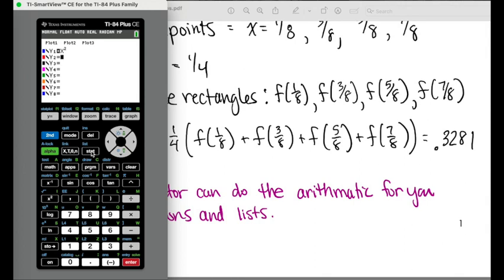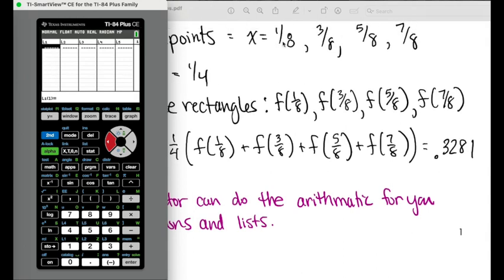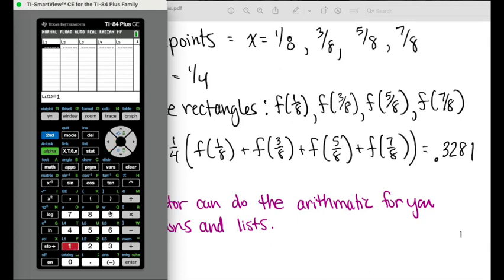Then we're going to hit the Stat button and choose the Edit option, and we're going to edit our list. If there's something already in there, you can clear it out by arrowing up and highlighting L1, and hitting Clear, Enter, and that will clear out the list for you. All right, in L1, we're going to enter our midpoints. We said our midpoints were 1/8, so I'm going to put in 1 divided by 8, 3 divided by 8, 5 divided by 8, and then 7 divided by 8.